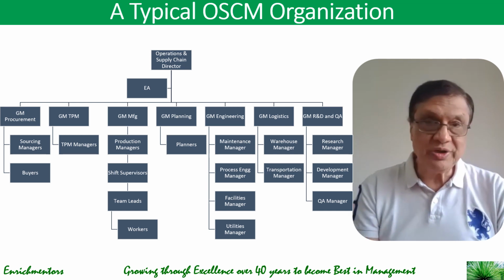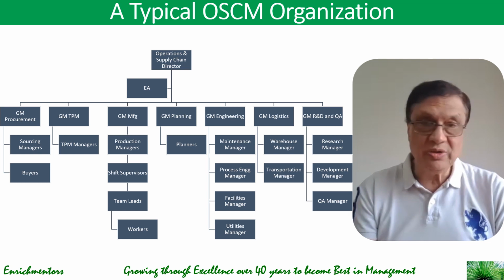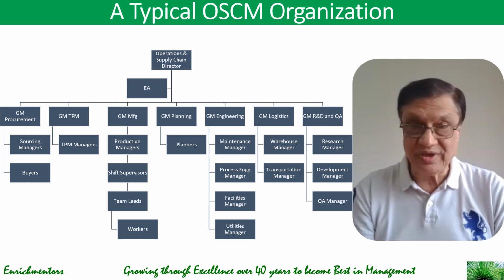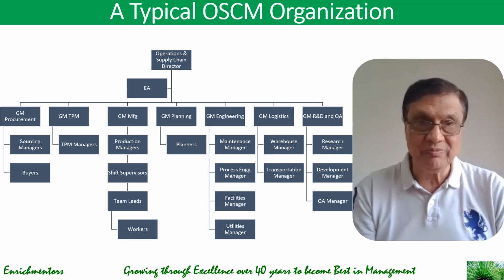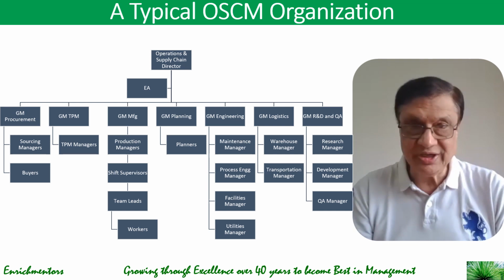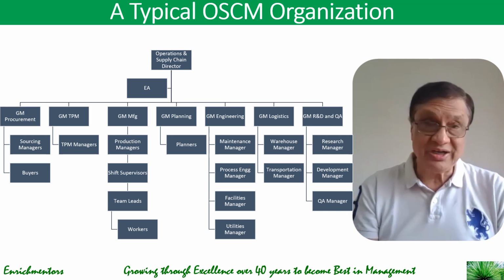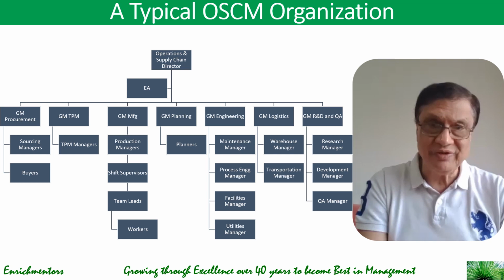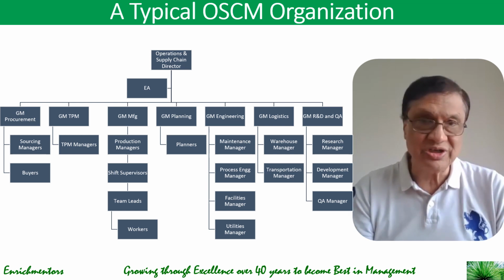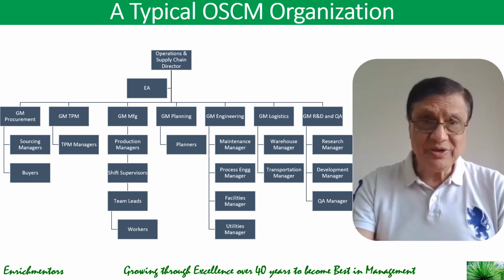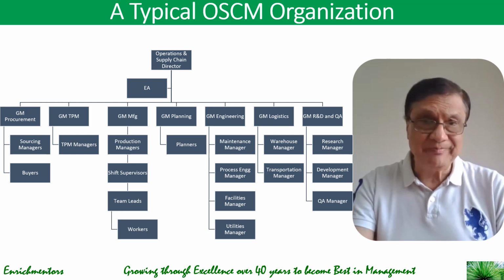Now, it could be reporting to the supply chain director, or it could be reporting to someone else, especially if research and development has a lot more importance. It could report directly to the managing director himself. But I'm taking this example here where it reports to the operations and supply chain director. So that is a typical OSCM organization, right?